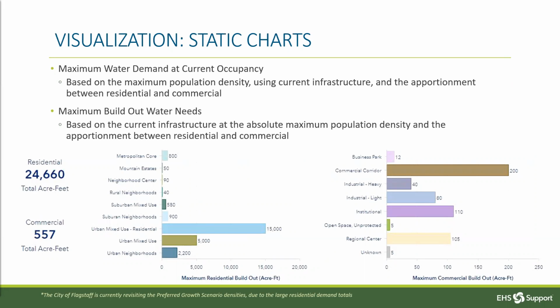As I mentioned earlier, there are also files for the water demand analysis that are not directly tied to individual meters. We have created static charts to reflect the data shown in those files. Here you will see the maximum water demand at current occupancy. This is based on the current infrastructure at the absolute maximum population density, along with the apportionment between residential, as shown in the left graph, and commercial, as shown on the right. We have also included the total acre feet for each category over to the left to make things a little easier.